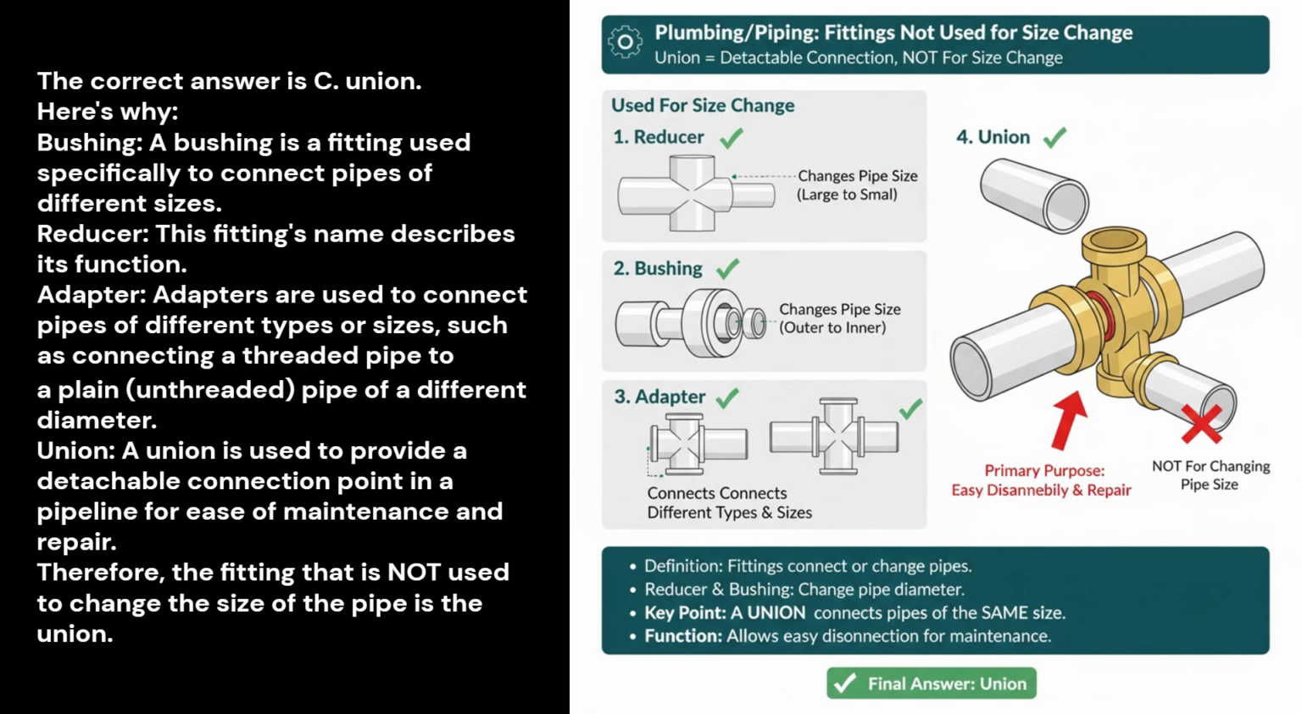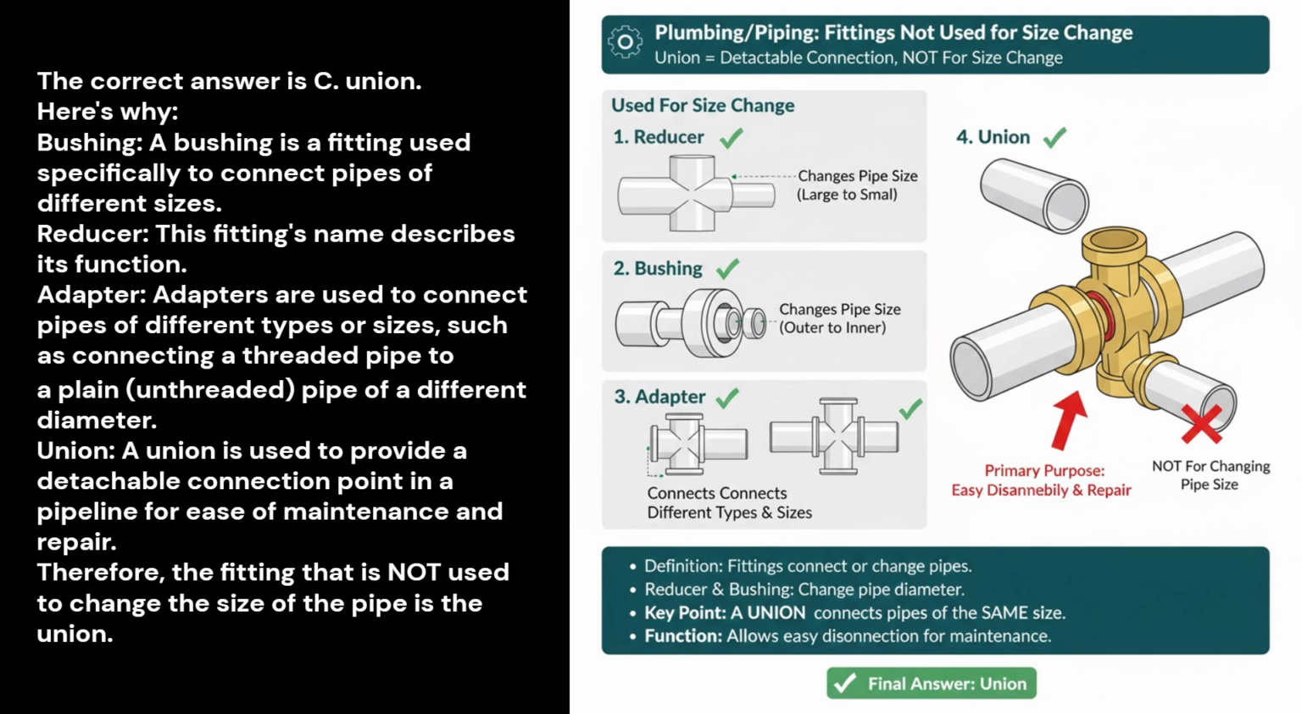Union. Here's why. Bushing. A bushing is a fitting used specifically to connect pipes of different sizes. It is threaded on both the inside and outside. Reducer. This fitting's name describes its function. It is designed to connect a larger pipe to a smaller one. Adapter. Adapters are used to connect pipes of different types or sizes, such as connecting a threaded pipe to a plain, unthreaded pipe of a different diameter.